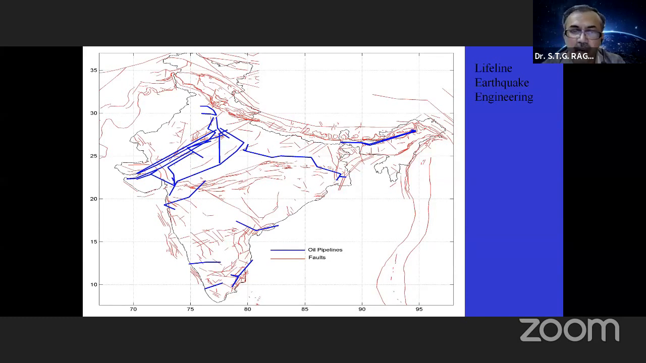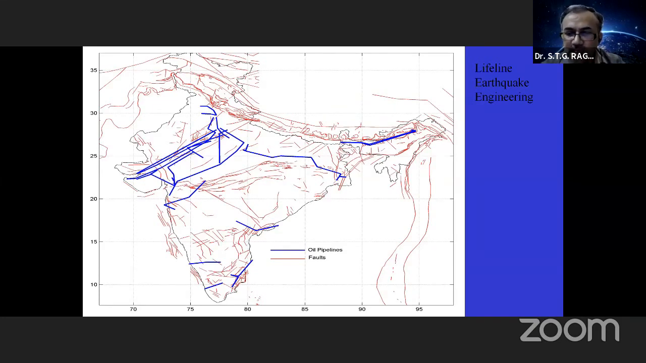And now the near source features, for buildings, of course, you can slightly avoid these things. But if you want to build pipelines or railway lines, you have to cross the faults. This figure shows the red lines, the faults in our country, and the blue ones are the oil pipelines in our country. You can see these pipelines or railway lines have to cross these faults. Now how do we design for this type of issue?